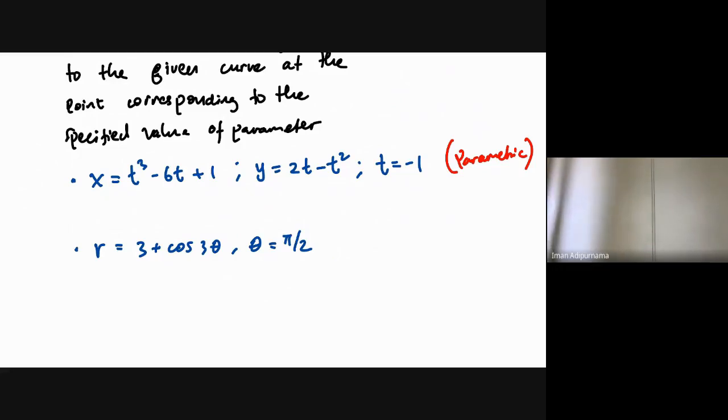This is the first question. This is the second one, the second curve. So you have the curve x equals t cubed minus 6t plus 1 and y equals 2t minus t squared, and you need to evaluate at t equal -1. The second one is the polar equation r equals 3 plus cosine 3 theta, and you need to evaluate at pi/2.